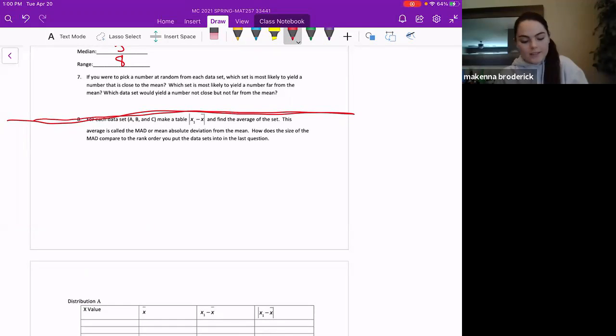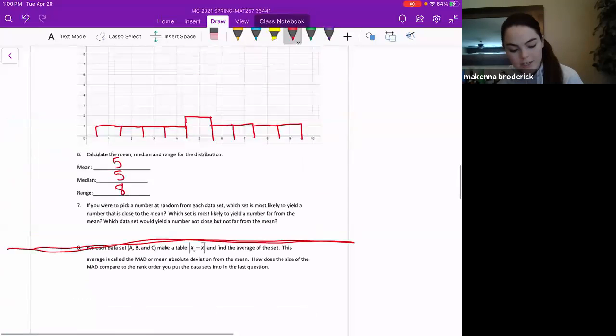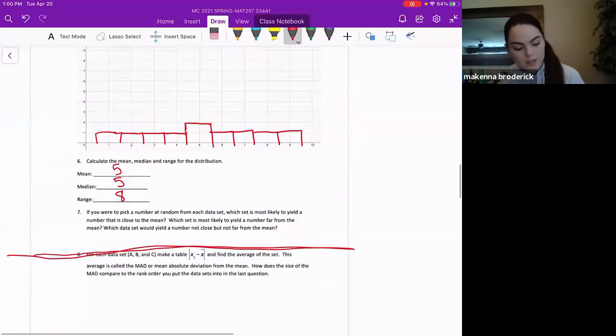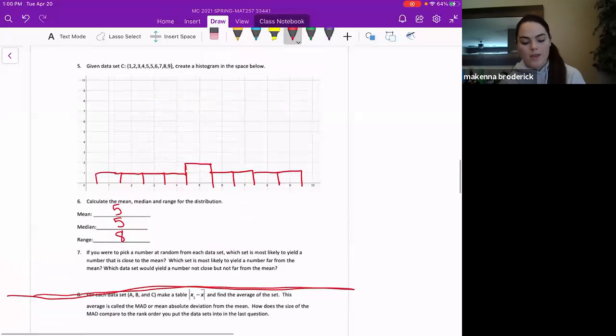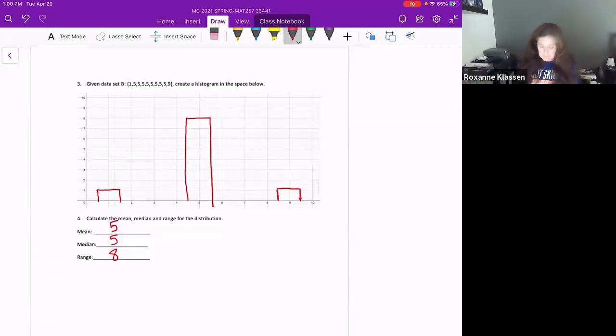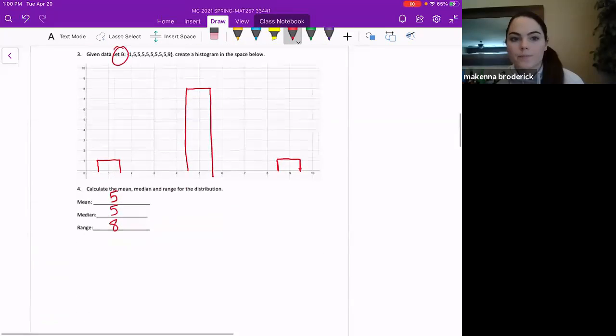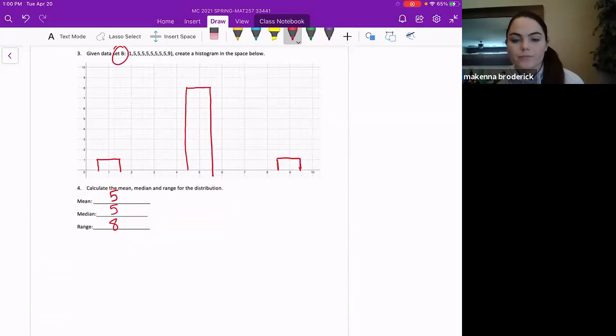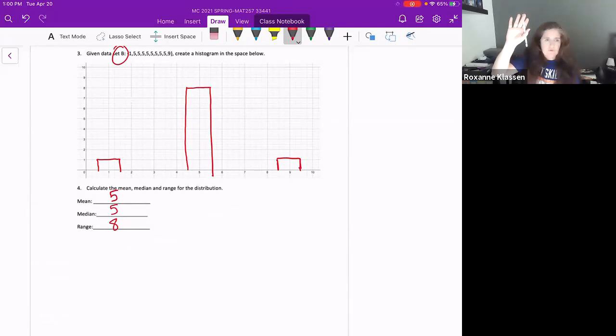I said that number 3 has the most likely chance to yield a number that is close to the mean, which is 5, since 5 is the mode of the data. So this one, data set B right here? Yes. How many of you agree that data set B would be the one to give you most likely a number close to 5? I agree. Okay. And then which one would give you one that's most furthest away?